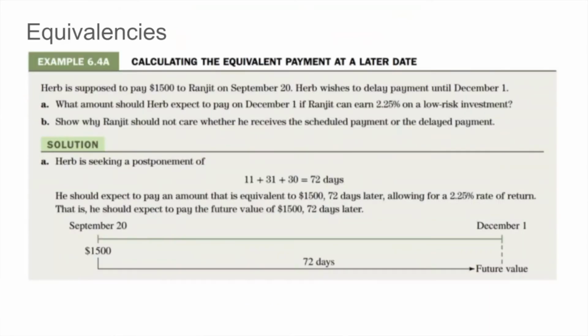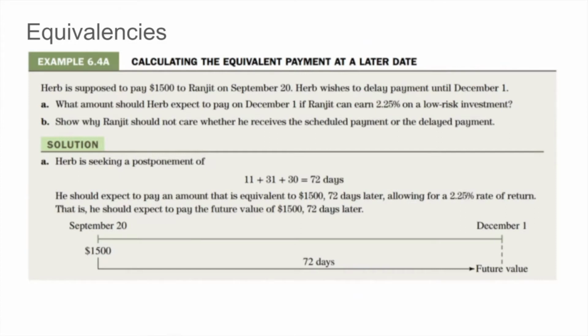So this is a more practical application; there are some examples in the textbook, for example. Now, as I say, for some of you with the new book, this will be 7.4. Herb is supposed to pay $1,500 to Ranjit on September 20th. Herb wishes to delay the payment until December 1st. So on September 20th, Herb was supposed to pay $1,500, and Herb comes to Ranjit and says, look, I can't pay it right now. Can I pay it on December 1st?